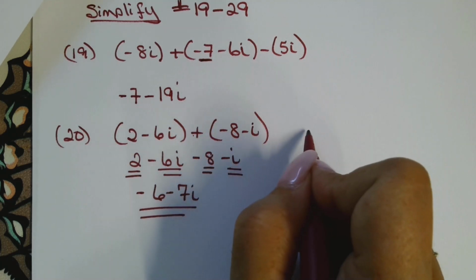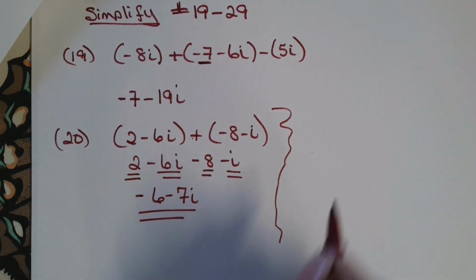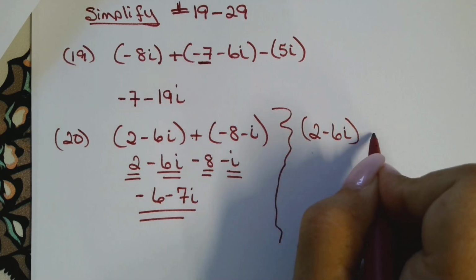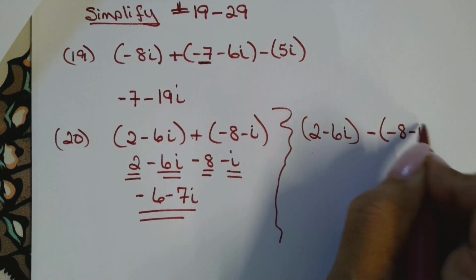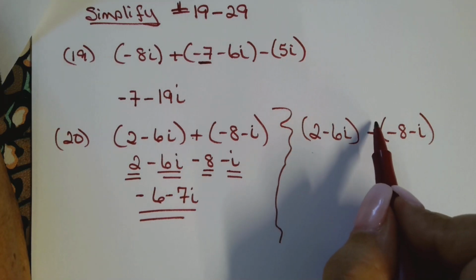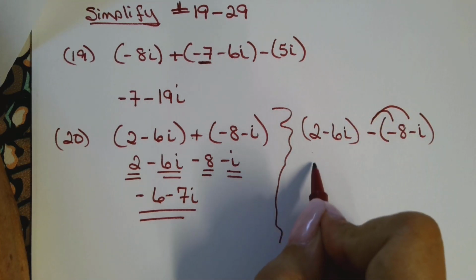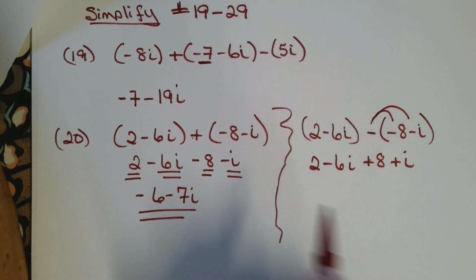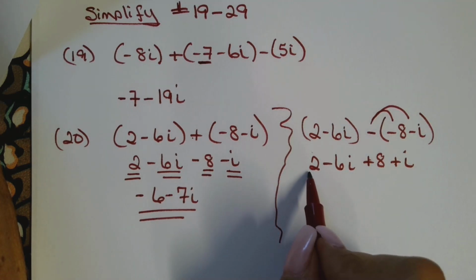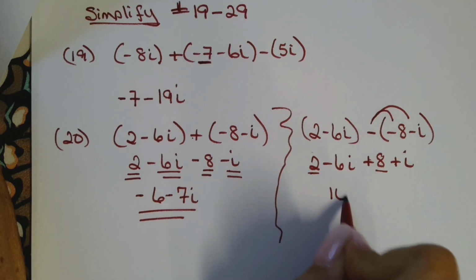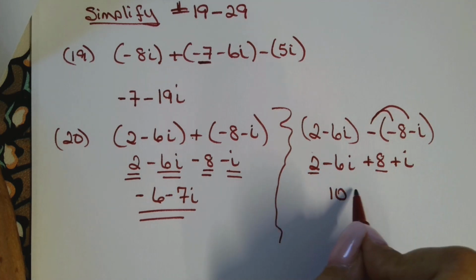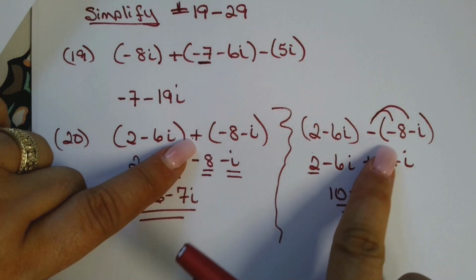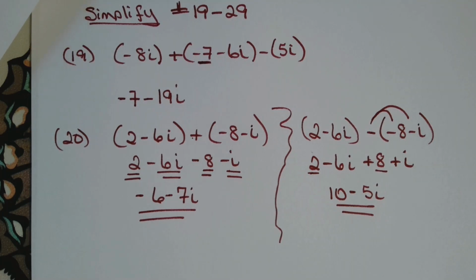Now, this is a what if question. What if instead of addition you are given subtraction? This is not on the study guide, but you do need to know how to do these. If it was like this, minus negative 8 minus i, well, in this case, you must distribute that negative. So this is 2 minus 6i plus 8 plus i. And then you gather all of your like terms. So 2 plus 8, that's 10. Negative 6i plus i, that's negative 5i. Just make sure you're able to do either addition or subtraction for these, okay?